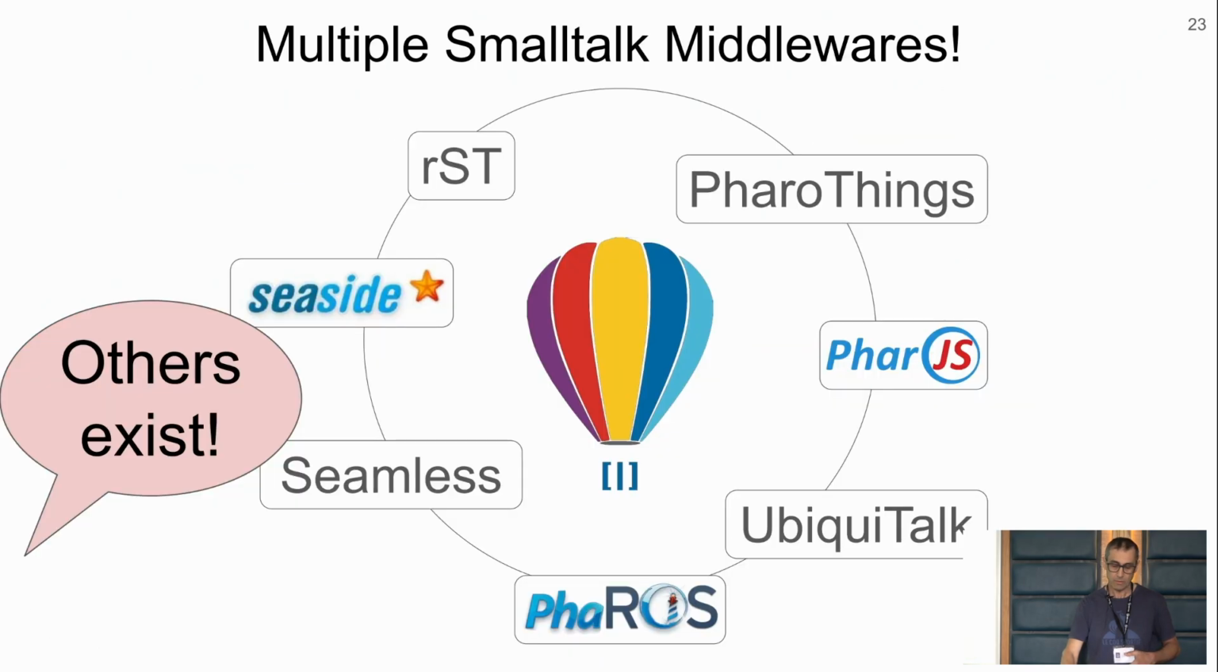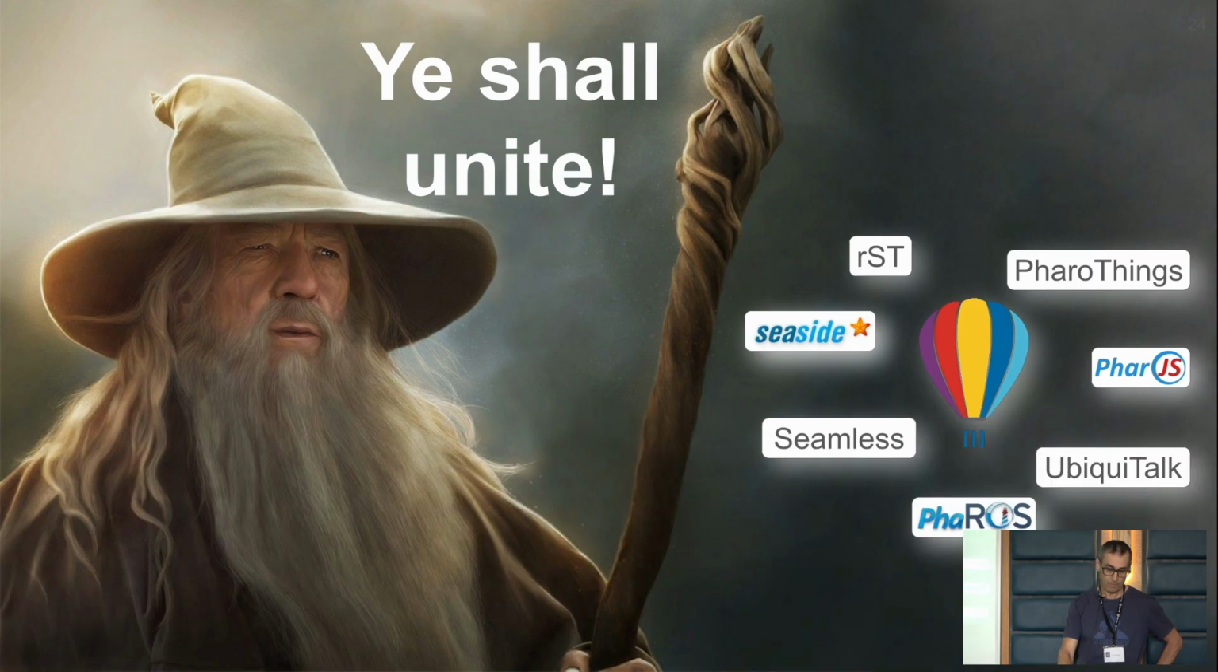And if we analyze the Smalltalk ecosystem, there are multiple ones. I cited a few of them. There are many others. So Seaside we can view as a middleware. If you take the REST view, there is something called RST, Remote Smalltalk. For Pharo, there is Seamless. For the robotic part, we worked on something called Pharos. We use Ubiquitalk for peer-to-peer, and Pharo.js itself has some middleware.